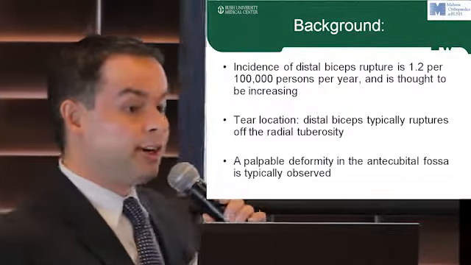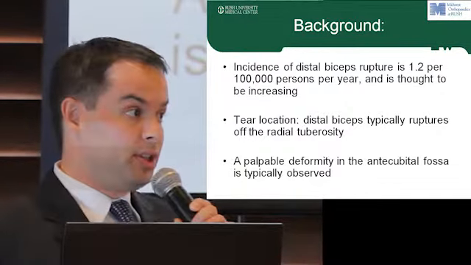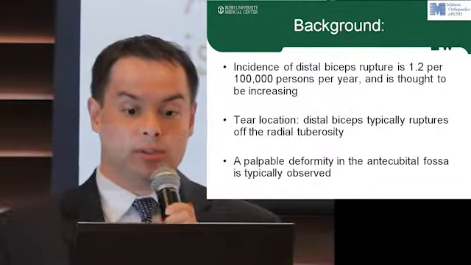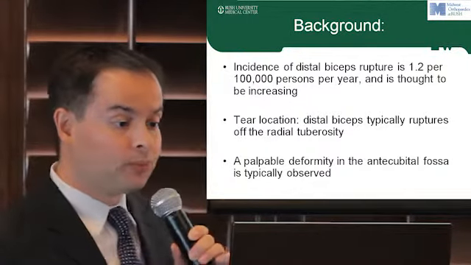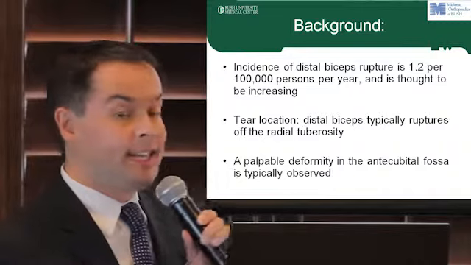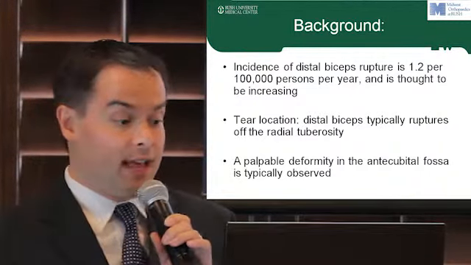It's a relatively rare injury, but it's thought to be increasing in frequency. There's some association with anabolic steroid use, but this is not generally the case in our patient population. Most commonly, the tendon tears off of the radial tuberosity or the bone. I'll show you images of that later on.